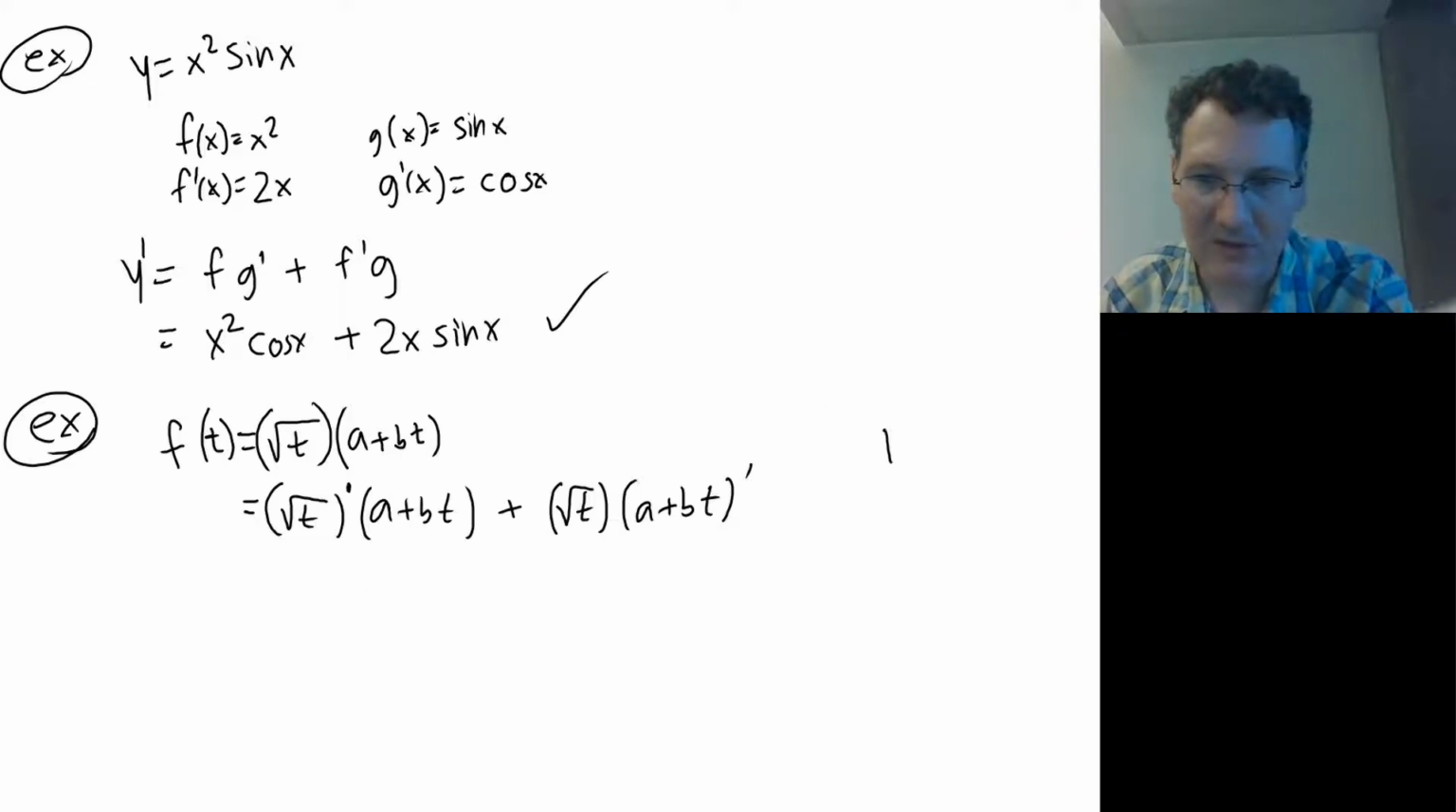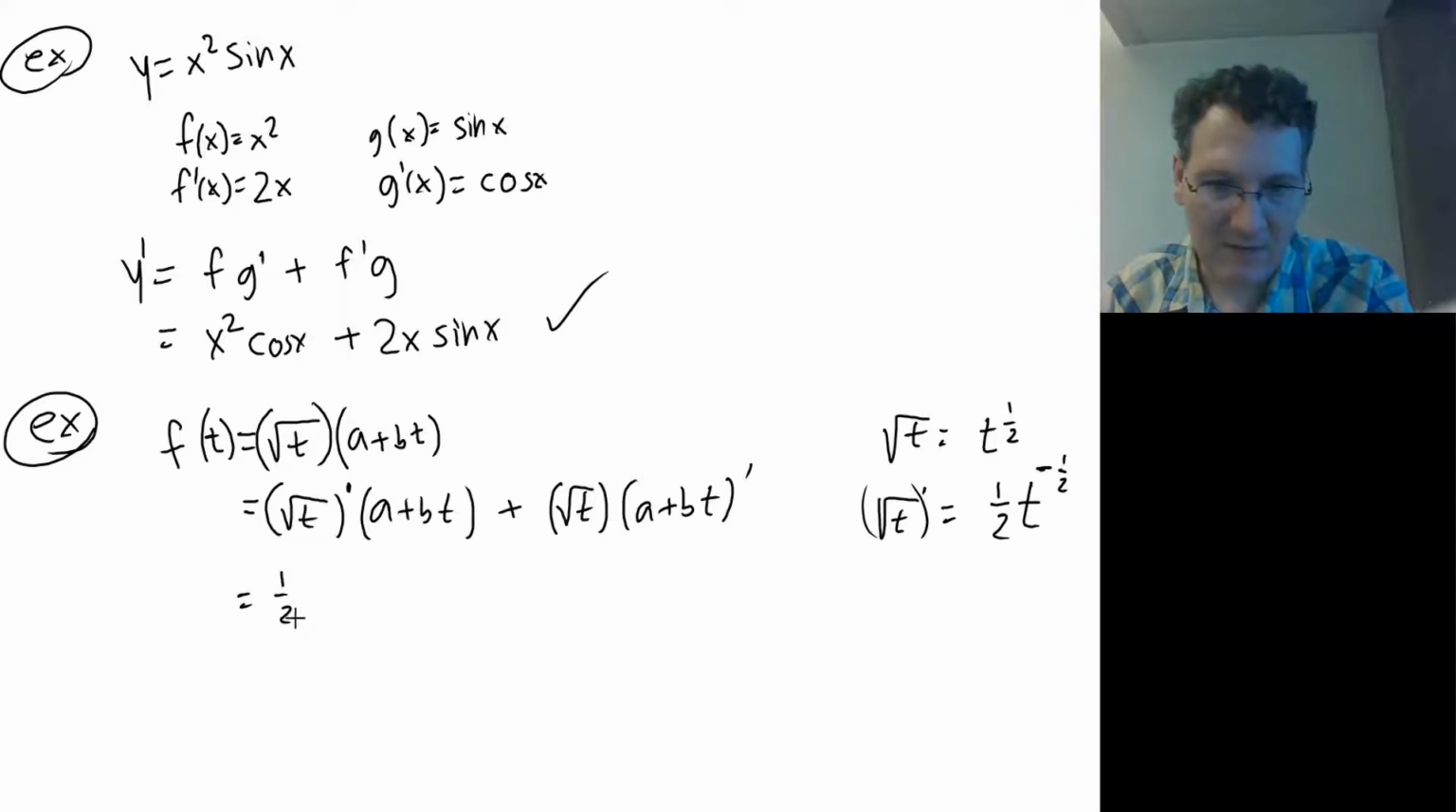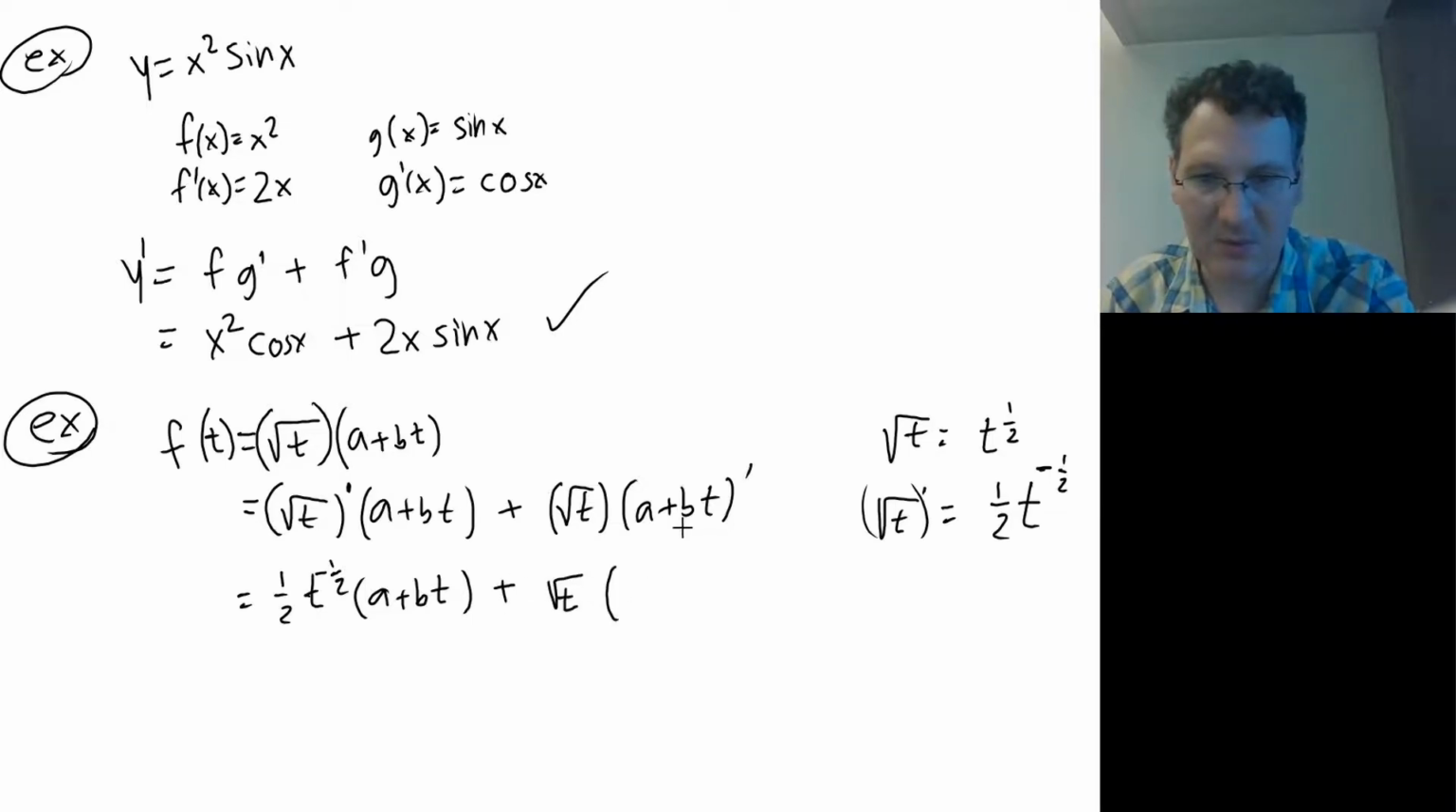Now, the square root of t is just t to the 1/2. And so the square root of t prime, the derivative of that, is going to be 1/2. You bring down the power as a coefficient, then t, and we subtract 1, negative 1/2. So that's going to be 1/2 t to the negative 1/2 times a plus bt plus square root of t times, what's the derivative of a plus bt? It's b, because the derivative of a is 0, and the derivative of bt is just b.